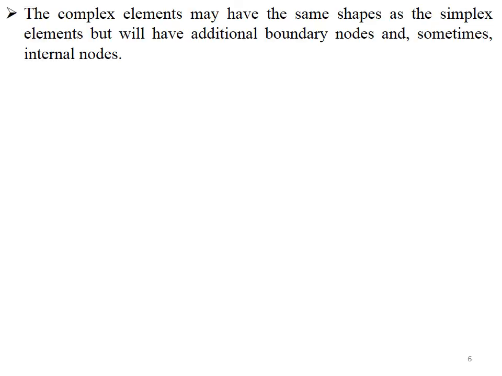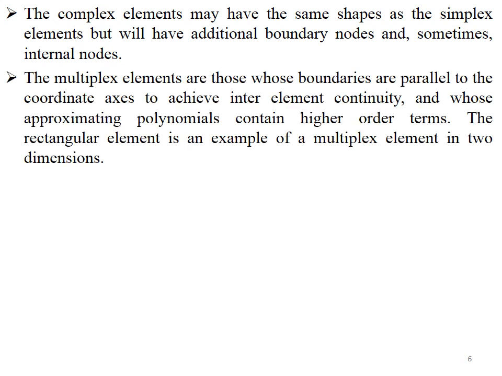The complex elements may have the same shape as simplex elements, but will have additional boundary nodes and sometimes internal nodes. And the multiplex elements are those whose boundaries are parallel to the coordinate axes to achieve inter-element continuity, and whose approximating polynomials contain higher order terms. The rectangular element is an example of a multiplex element in two dimensions.